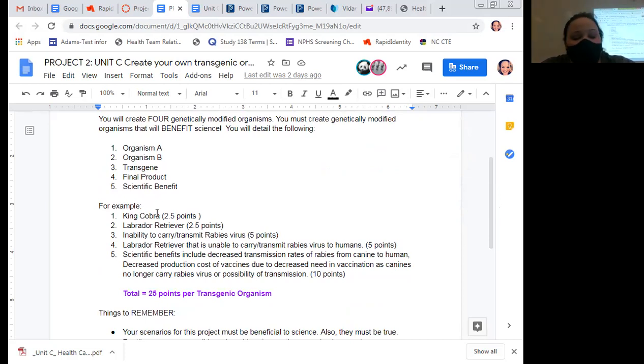My organism B was a Labrador retriever dog. My organism C was the fact that the king cobra is not able to carry or transmit the rabies virus. Okay, so snakes do not carry or transmit the rabies virus. That took a little bit of research on my part. So that's where the grade is. This counts as more points than the first 2 because it takes research to know. I literally sat here and I Googled what animals do not carry the rabies virus.